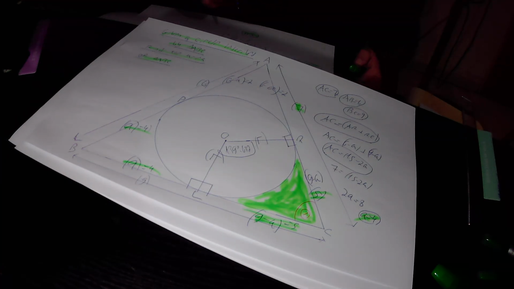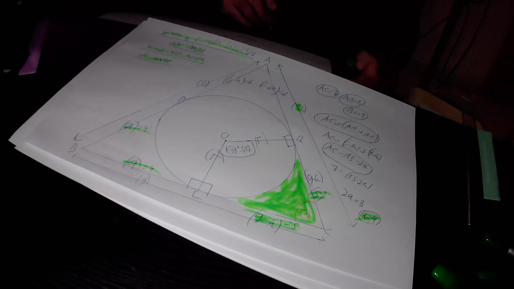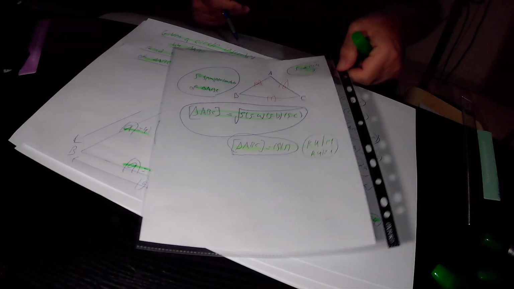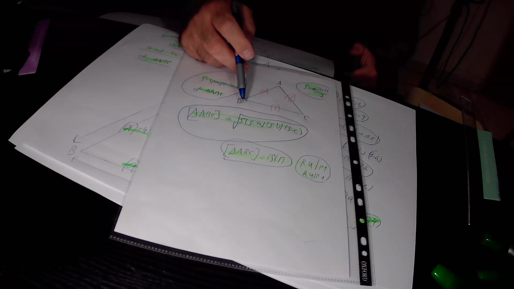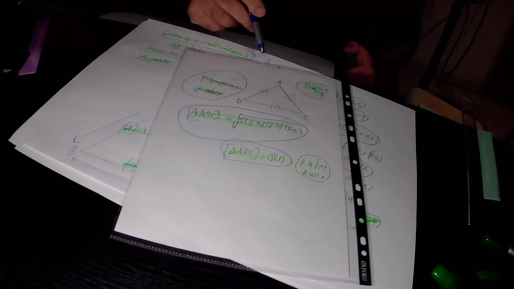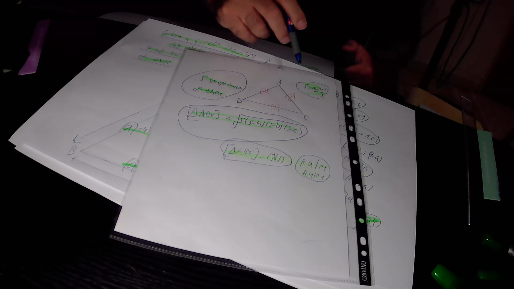So as I mentioned before, we have a special formula for this triangle ABC. Usually we use the formula that the area of a triangle equals the base of the triangle times the height over 2. But here we have a special formula for the area of a triangle. The area of the triangle ABC equals the square root of S times S minus A times S minus B times S minus C. S is the semi-perimeter of the triangle. A, B, and C are the side lengths of triangle ABC.